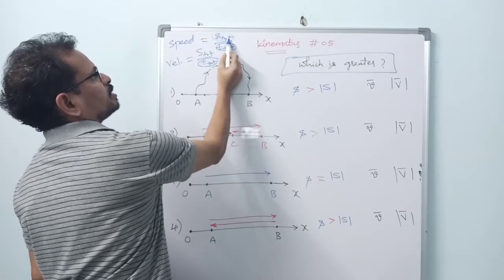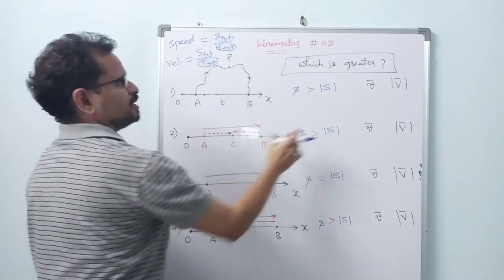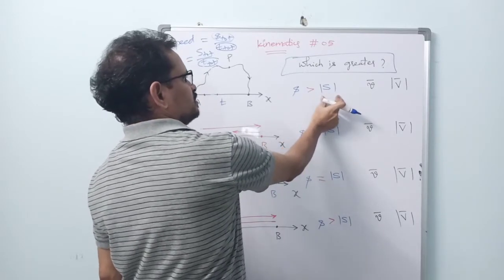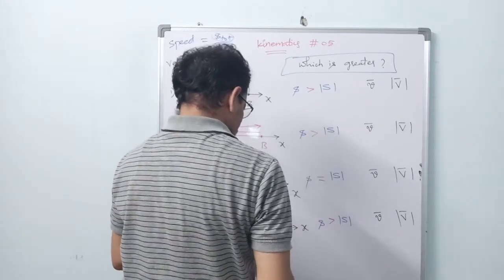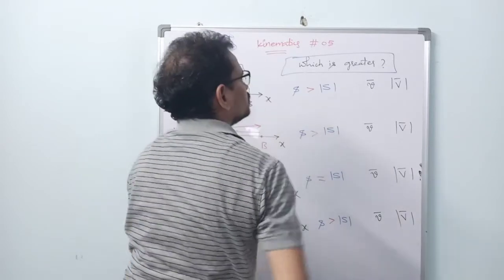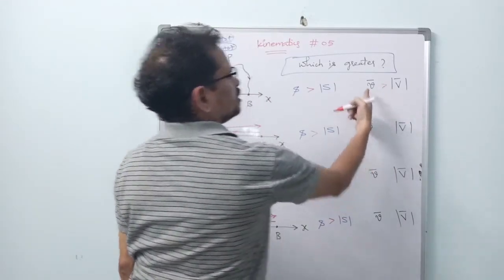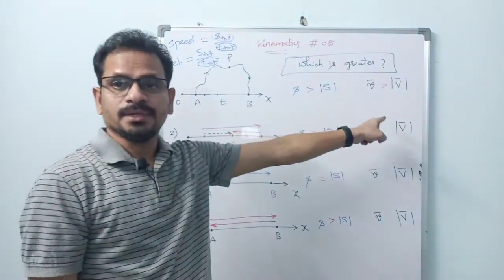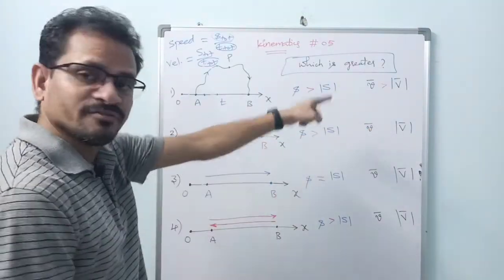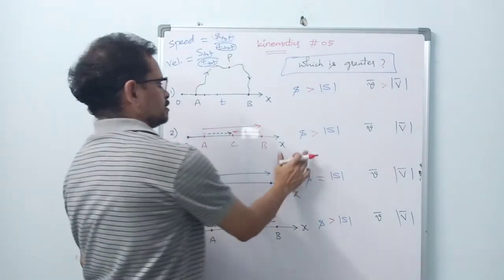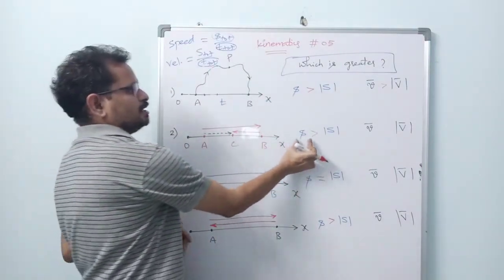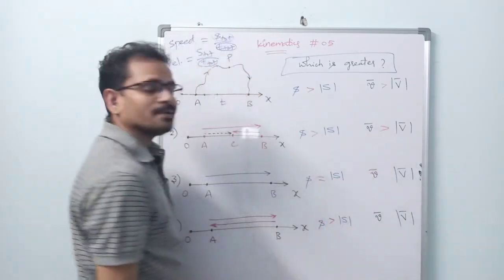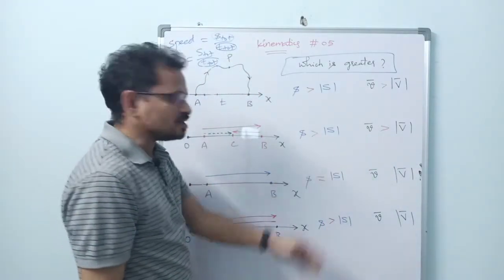For speed, what is numerator? Distance. For velocity, displacement. See here. Here distance is greater than displacement. Magnitude of distance is greater than magnitude of displacement. So ultimately what happens here? Same sign continues. Average speed must be greater than average velocity. Got it? Magnitude of average velocity, right? So here in this case distance is greater than magnitude of displacement. So average speed is greater than magnitude of average velocity.